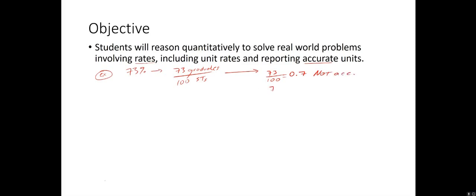What is supposed to be accurate is you type this in your calculator, and you get 0.73. Now, accuracy can really matter, especially if we're talking about tens or hundreds of thousands or even millions of students. If you were to exclude that 3, you could be excluding 3,000, 30,000, 300,000, or even 3 million people. So be very careful with that.